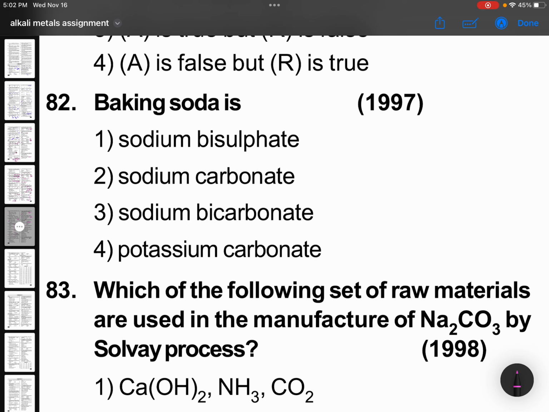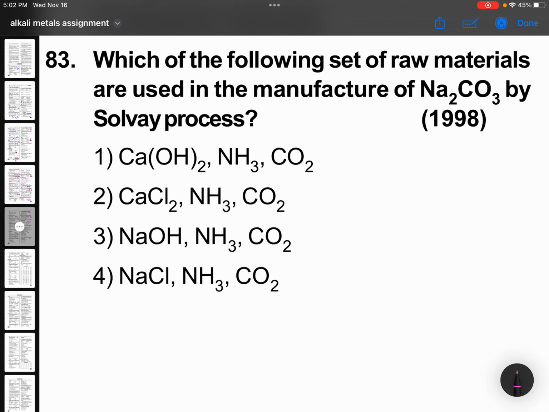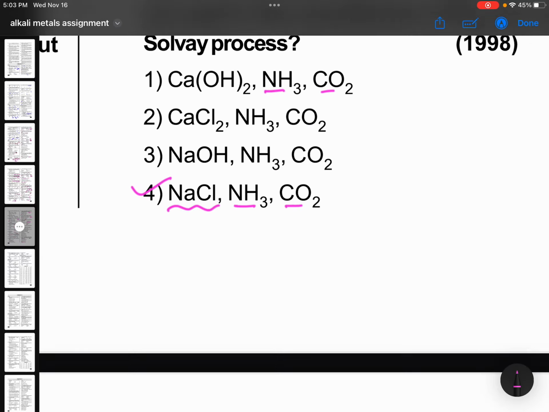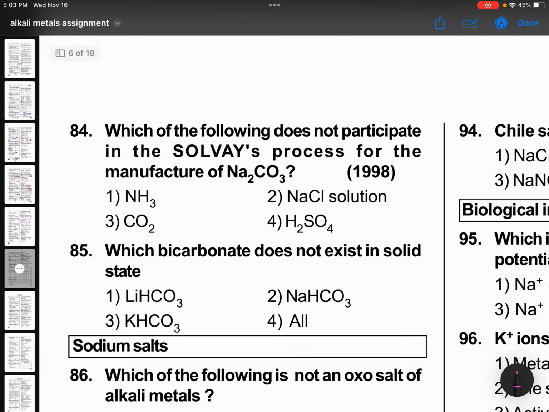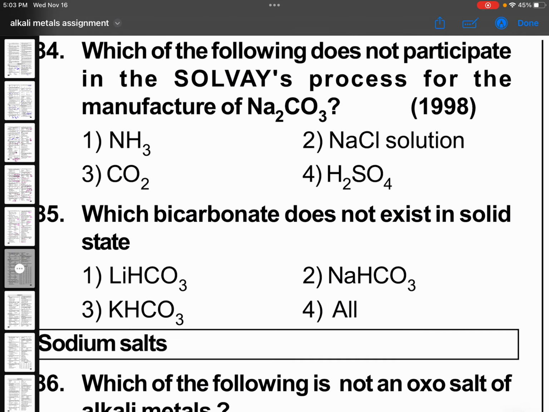Baking soda is sodium bicarbonate. The question repeated, simple question repeated. Which of the following set of raw materials are used in the manufacture of Na2CO3 by the Solvay process? Just now I was telling you, NH3 and CO2 are used like that. Okay. So 83rd question, NH3, CO2, and we are using NaCl, raw materials. 84th question. Which of the following does not participate in the Solvay process for the manufacture of Na2CO3? H2CO4 we don't use.